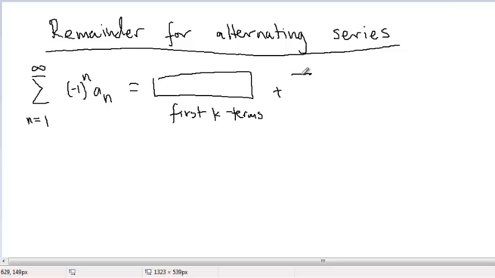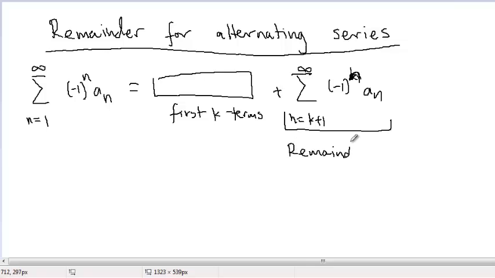Then we will have the following remainder: summation starting from k plus 1 up to infinity, negative 1 to power n, a sub n, right? So this is, again, the same remainder term. In the previous discussion, when we had no negative 1 to power n factor and we had only a sub n, we estimated this remainder term by using an improper integral. When we have an alternating series, this discussion is much easier. We don't need to use any improper integrals.